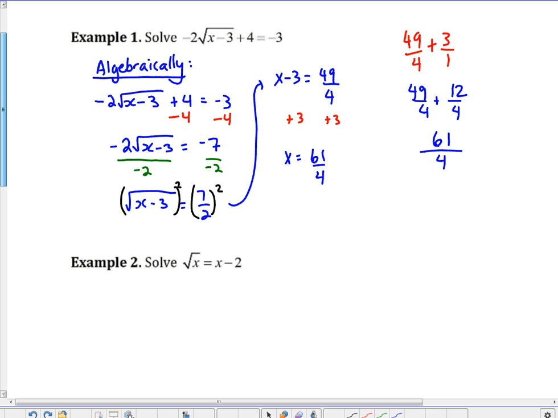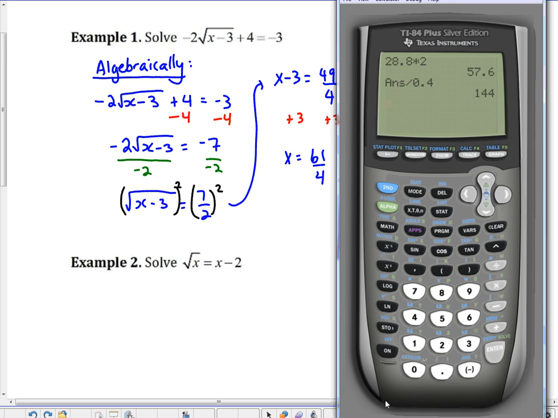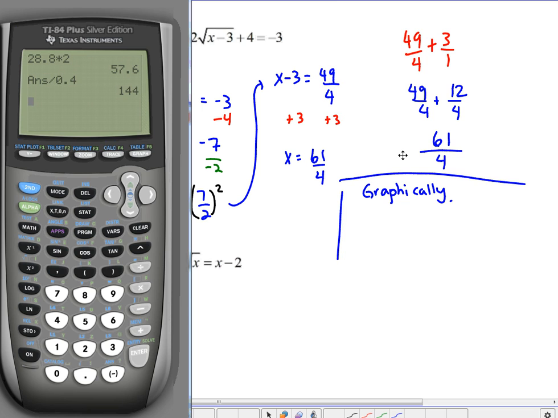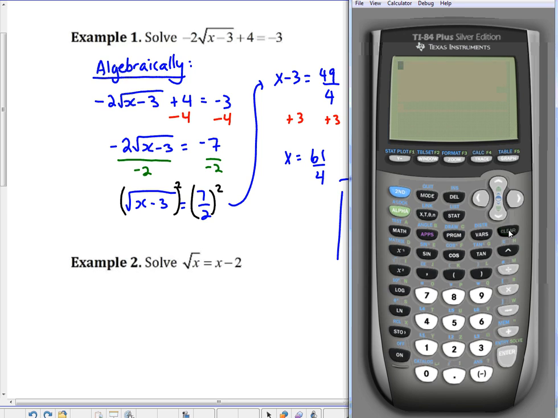Okay? If I wanted to solve this graphically, what would we do? Okay, y1, what would y1 be? Clear. Clear. -2 square root x minus 3. I'm going to show you something that's really cool, okay? Plus 4. So left side of your equation is y1, right side is y2. Left side, right side. Graph it.